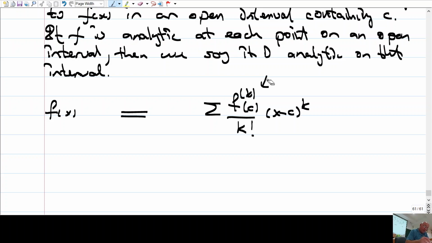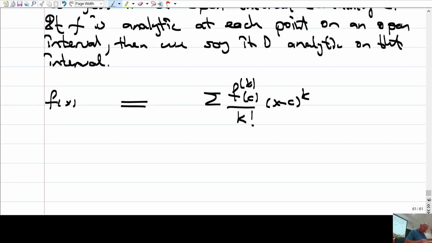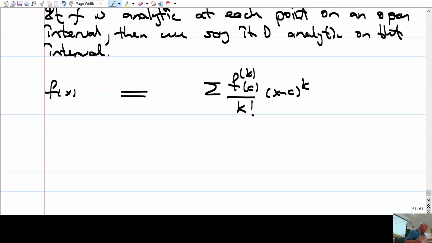If it is analytic at all points, then we just say that it is analytic on the whole interval. Okay. Now let's see some examples.